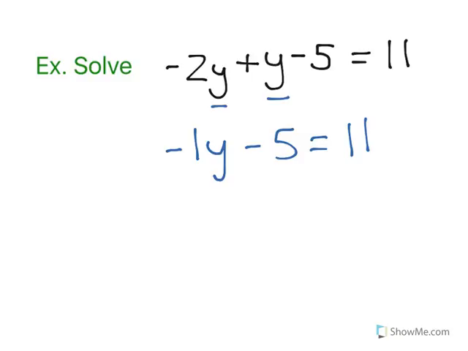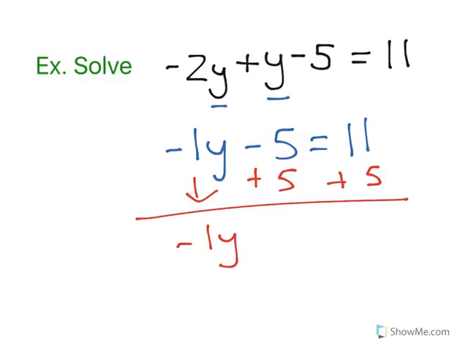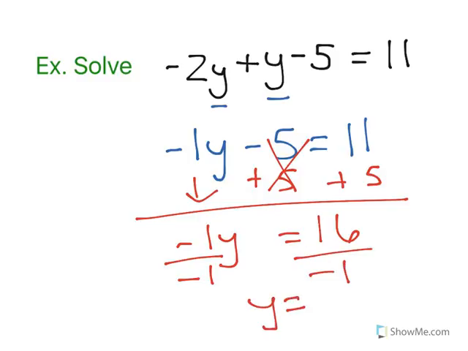Again, let's get rid of everything surrounding the variable. The opposite of negative 5 is positive 5, so let's add 5 to both sides. Let's bring down what we didn't use. Negative 1y is going to equal 16. And then I'm going to divide by negative 1. So then positive y is going to equal negative 16. Again, we don't want to have a negative y. We want to make it positive, so that's why we have to divide both sides by negative 1.